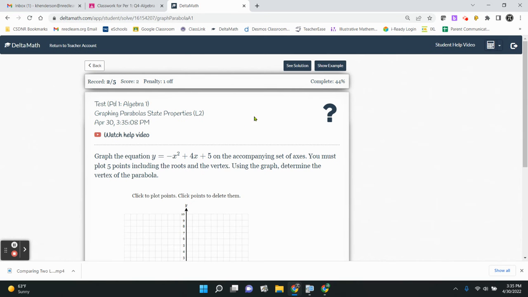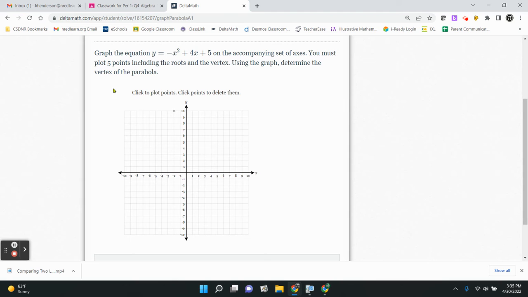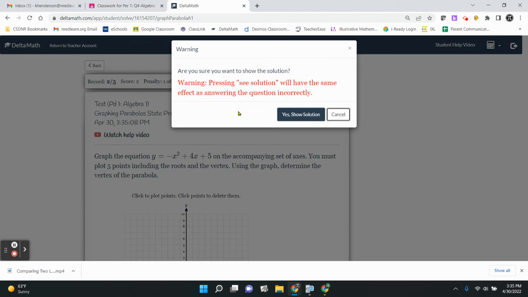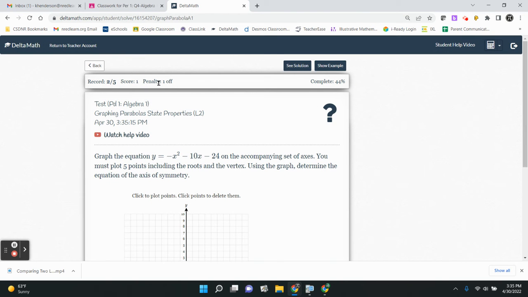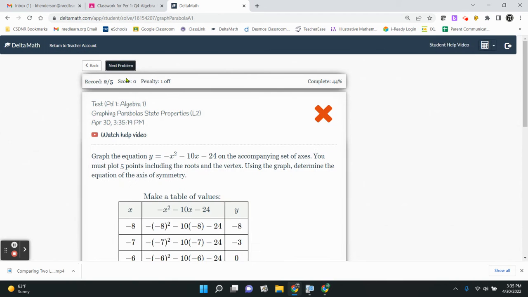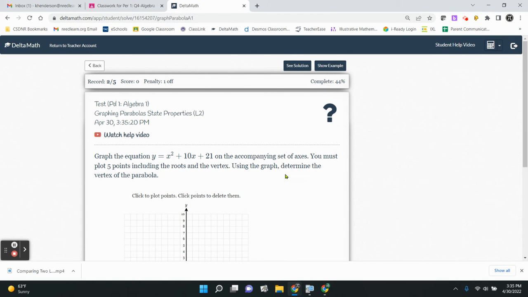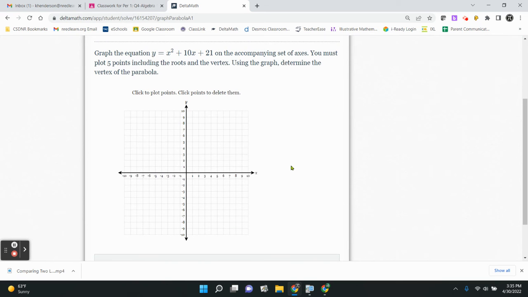All right, I know they give other types of questions. This one is also a vertex. I'm going to try and skip this one. Go to the next one. Determine the equation of the axis of symmetry. That's the same question. Pretty sure there's other, okay. I guess it's always the same question. Determine the vertex of the parabola. All right, I'll answer this.